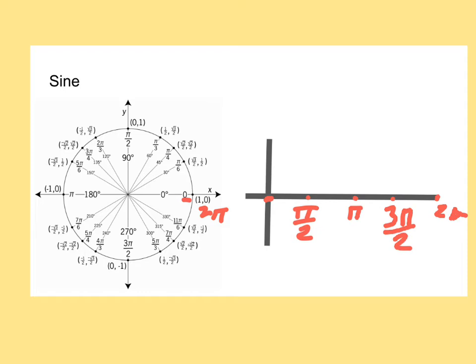Now we just look at our sine values. The sine of 0 is 0. The sine of pi over 2 is 1. The sine of pi is 0. The sine of 3 pi over 2 is negative 1. And the sine of 2 pi is 0, giving us a sine curve that's kind of like a gently rolling hill and a valley below it.